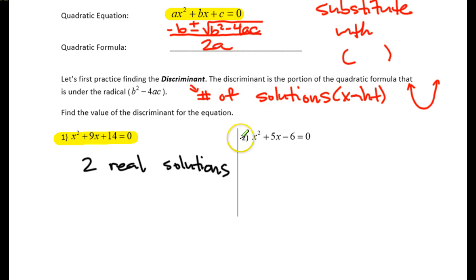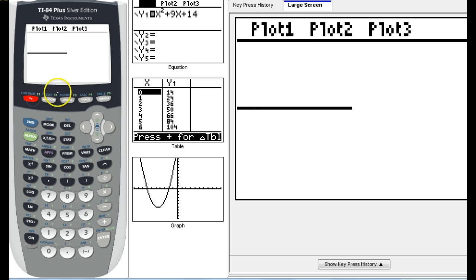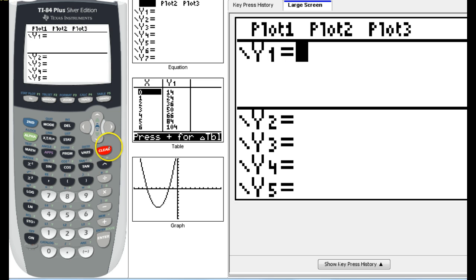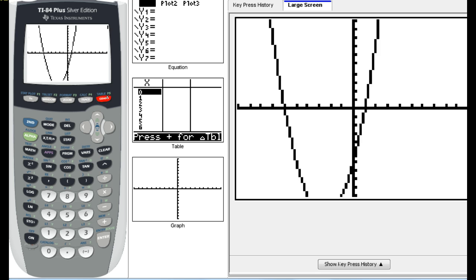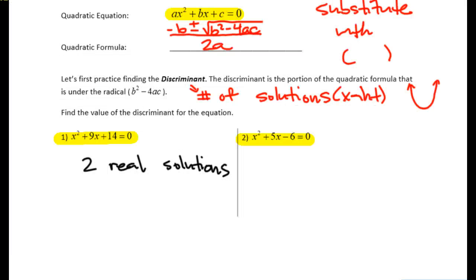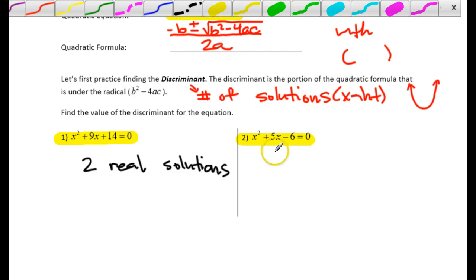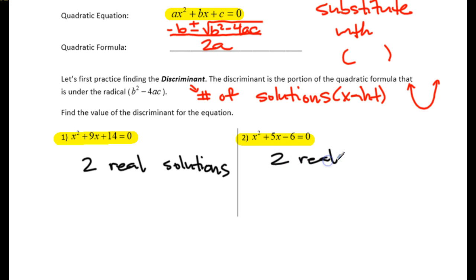Let's try number 2: x squared plus 5x minus 6. Go back to the y screen, clear out the first one, and punch in the second equation: x squared plus 5x minus 6. Let's graph this and see how many solutions it has. As you can see, once again this has two solutions. It won't always have two solutions, so always double check. This has two real solutions because there are two x-intercepts. It's just that easy to use your calculator.